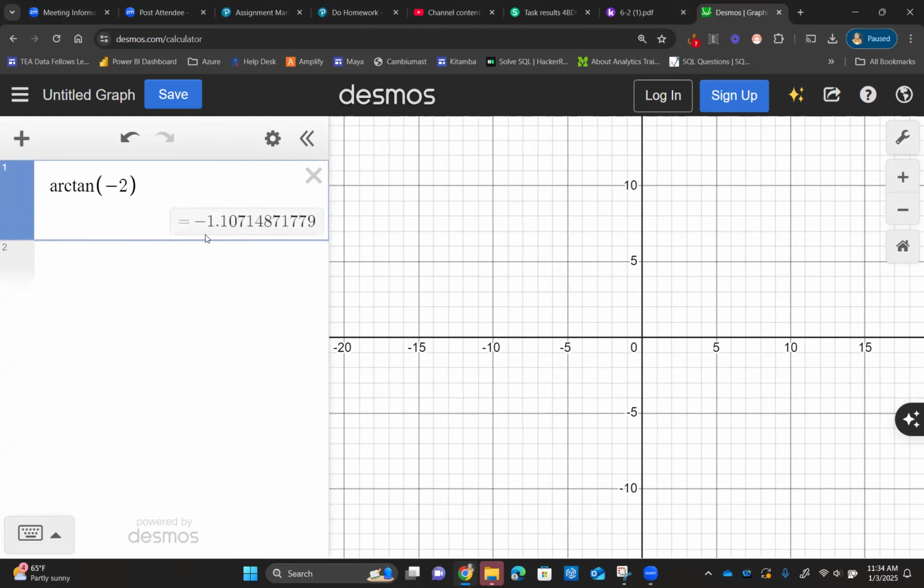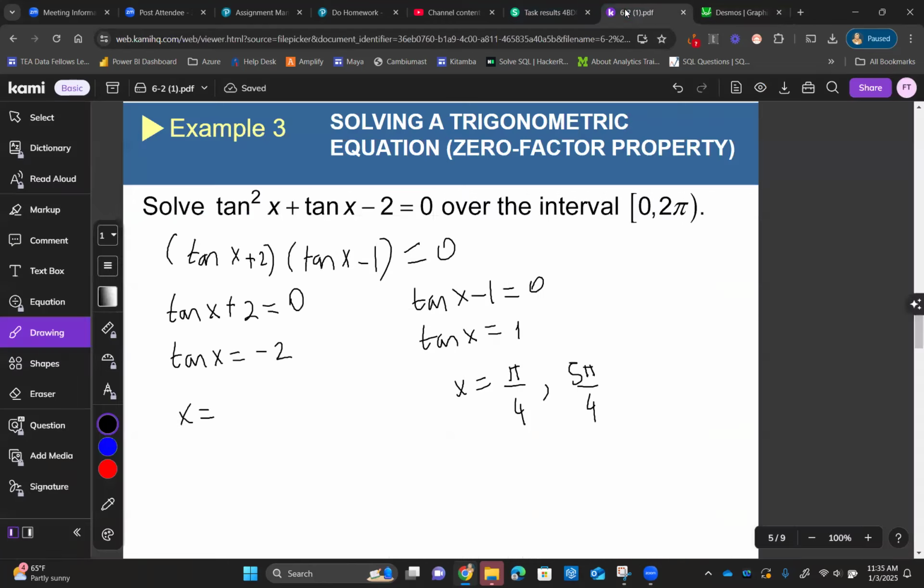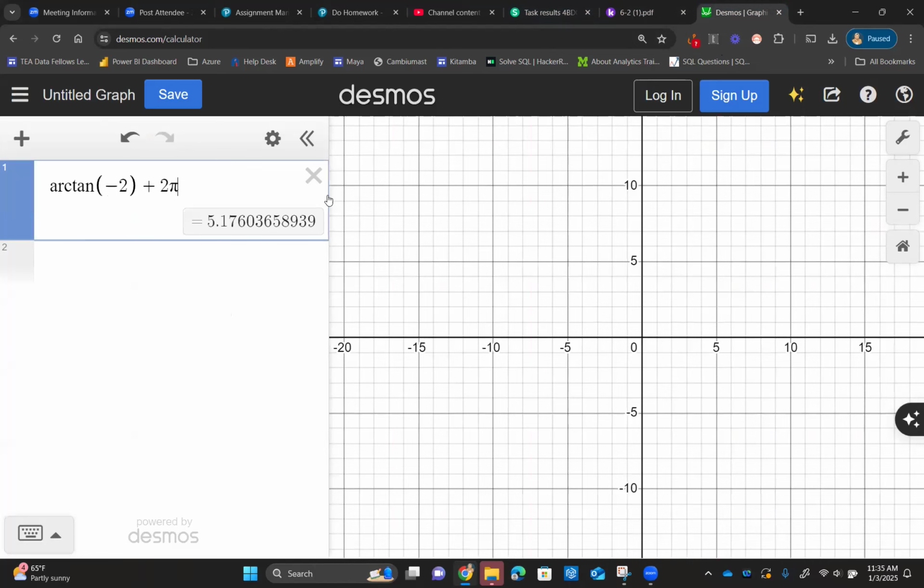And then it gives me that this will be the angle. But this angle doesn't fall into the interval of 0 to 2 pi, right? So I have to get the coterminal angle to this, which is adding 2 pi to this. If I add 2 pi to this, it gives me that this must be the angle I need in this interval, which is 5.176.